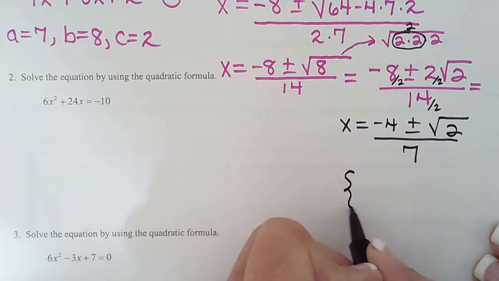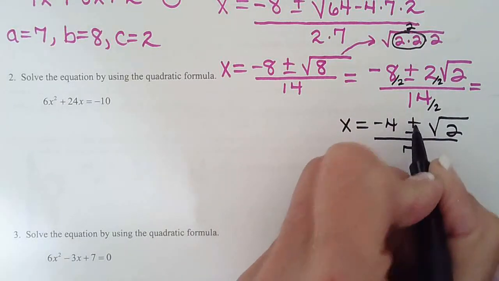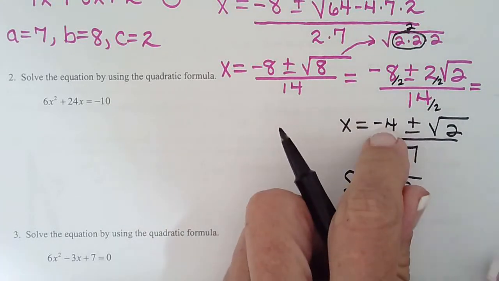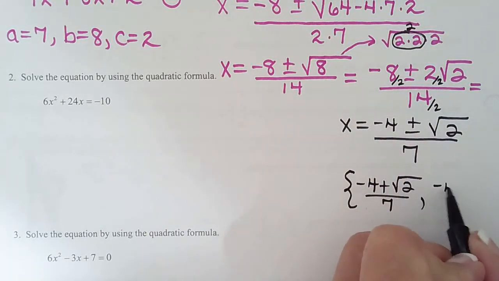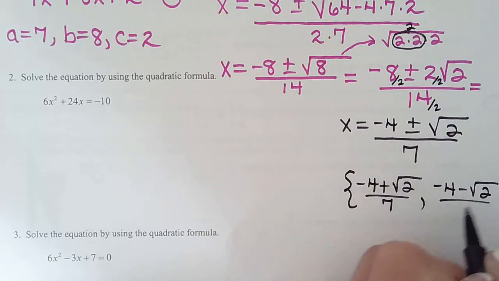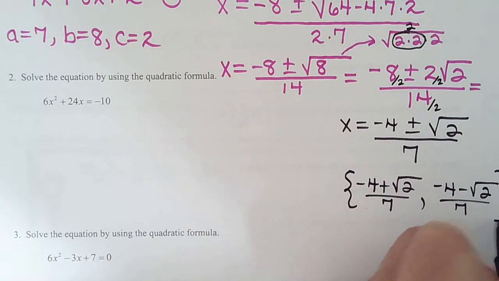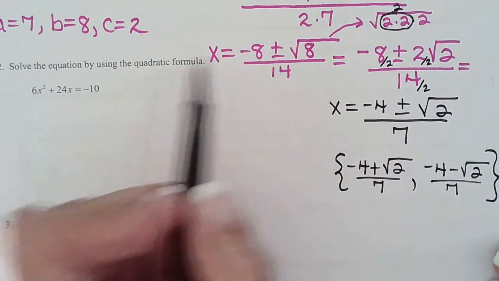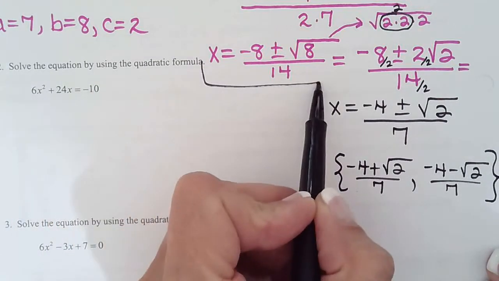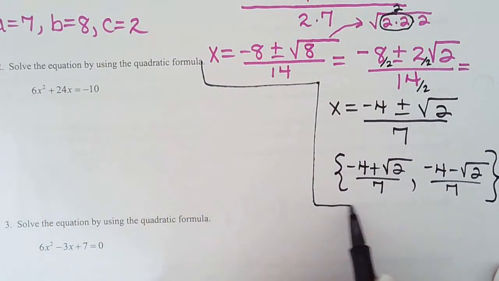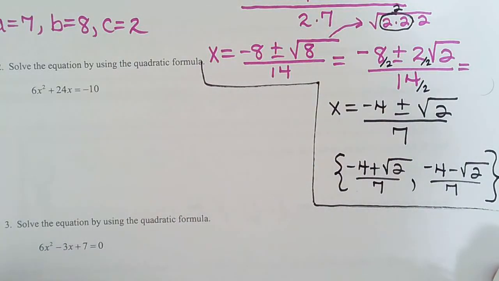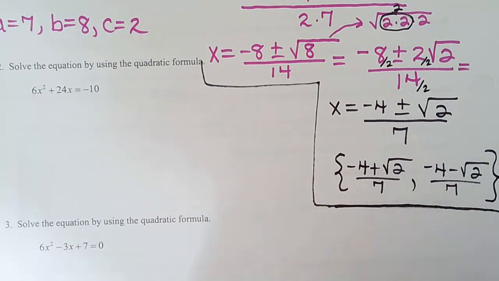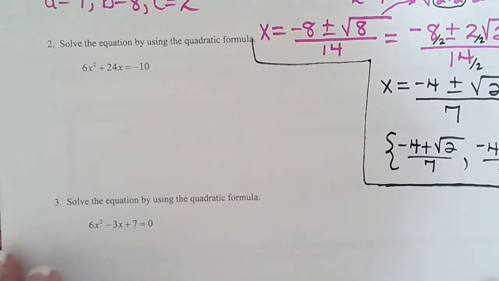So my 2 solutions are going to be -4 plus radical 2 over 7 and -4 minus radical 2 over 7. And that would be my 2 solutions. So that's not so bad. Once you memorize the formula, a lot of it's old stuff like simplifying radicals from the last chapter, but pretty easy stuff, I think. Okay, so let's do one more together and then you guys can tackle one. How about that?